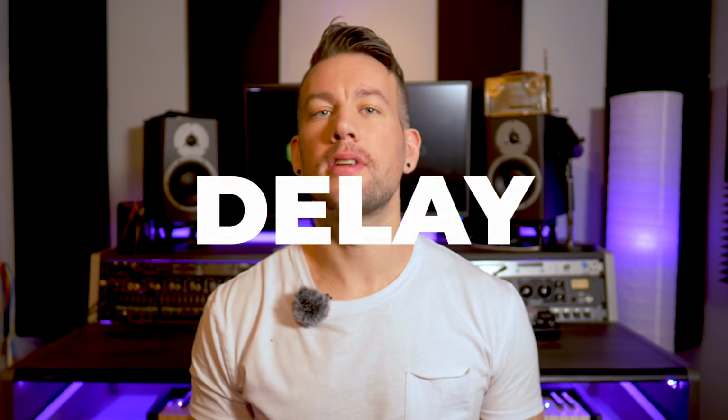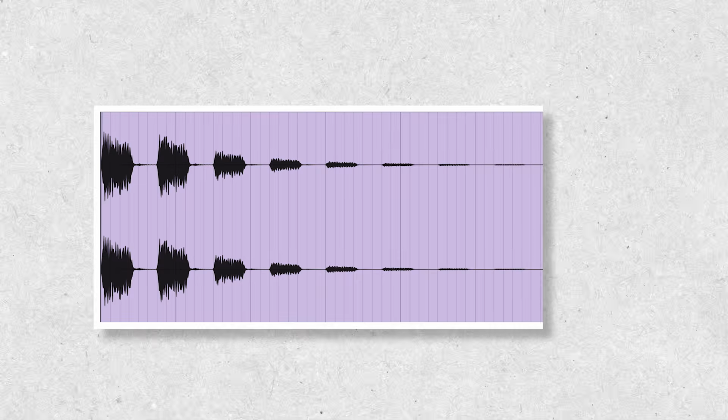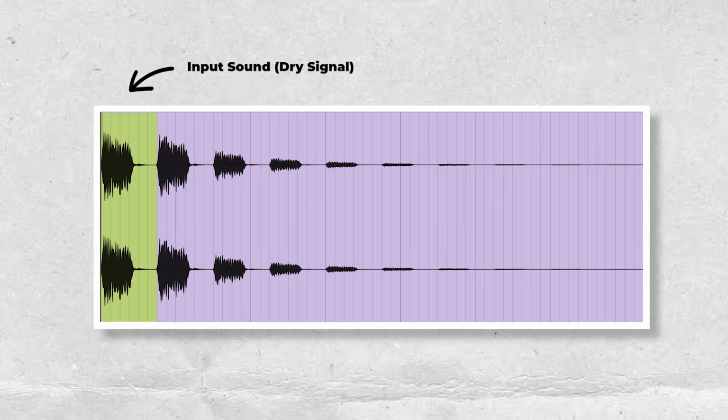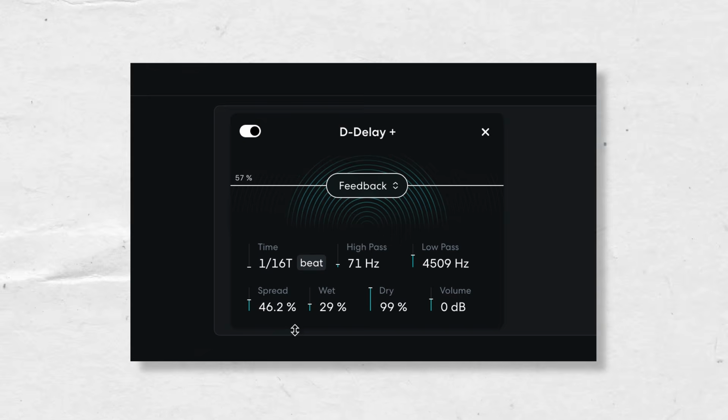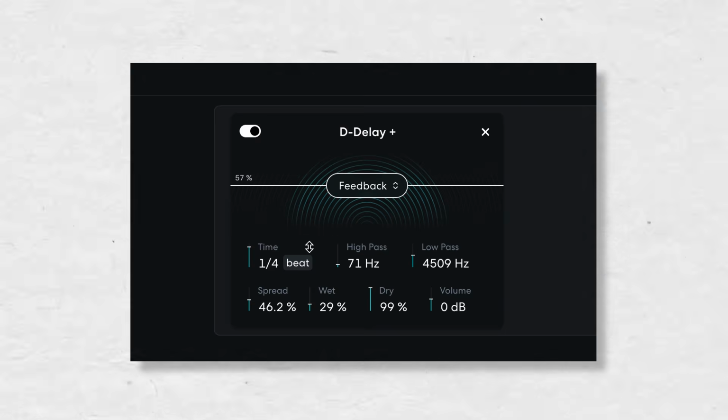Next, let's explore delay. Delay creates echoes or repetitions of a sound signal. At its core, delay takes an input sound and plays it back after a short period. This can be a fraction of a second or several seconds, depending on the desired effect.